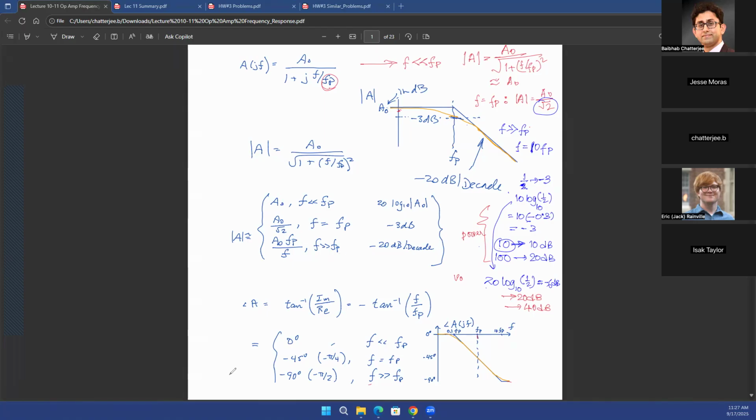One other important thing is, what is the phase? The phase is defined as tan inverse of the imaginary quantity over the real quantity.